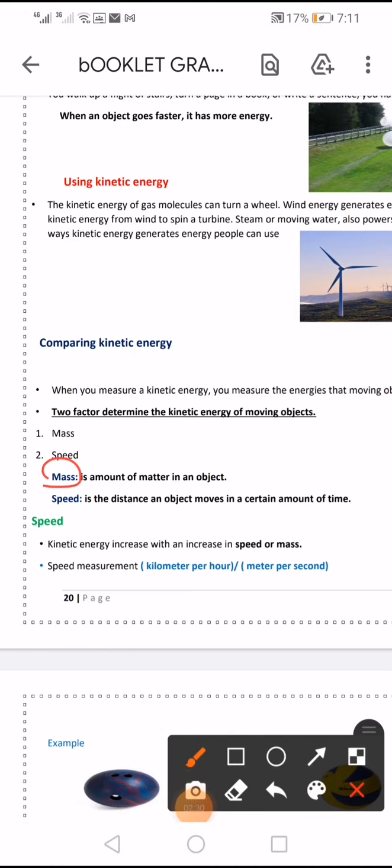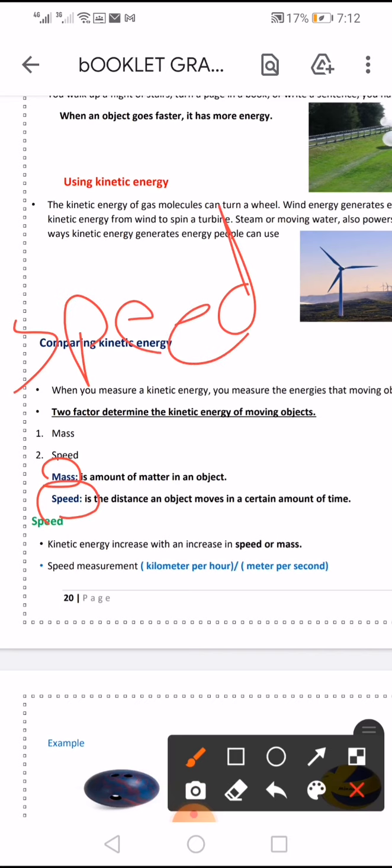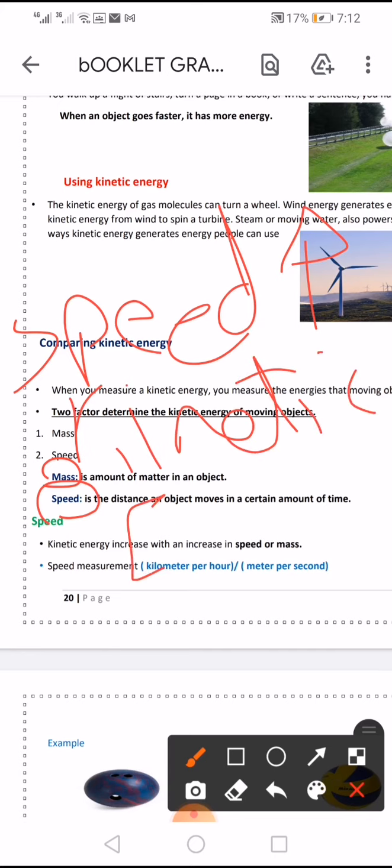Mass is the amount of matter in an object, while speed is the distance an object moves in a certain amount of time. So speed is like a velocity, while mass is the amount of matter in an object. So we have two factors that affect the kinetic energy, mass and speed. As when speed increases, the kinetic energy will increase.